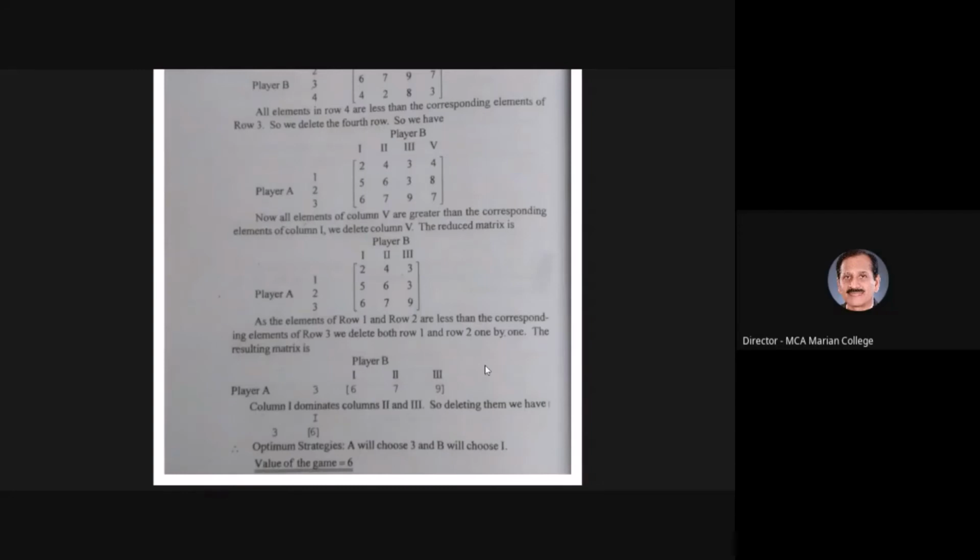Sometimes this matrix will be reduced to a 2 by 2 matrix, and further reduction may not be possible. In problems like this, when we use dominance property, you will be reducing the matrix further and further, and you will end up with a 2 by 2 matrix in some cases. In that case, you have to use the probability method from that point onwards. You can use the probability method, and finally you will get the value of the game and the probabilities and the strategies also. Okay, so this is about dominance property.